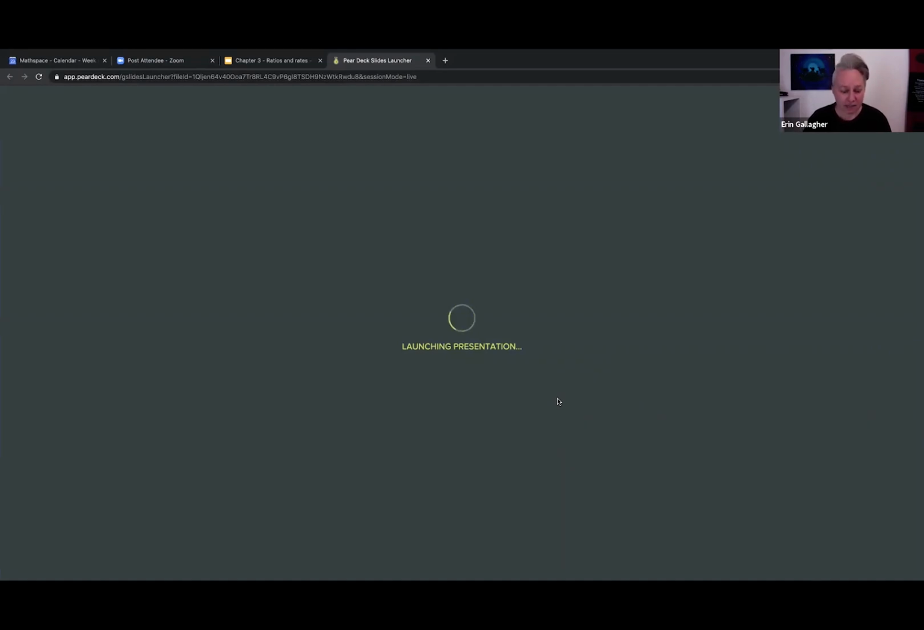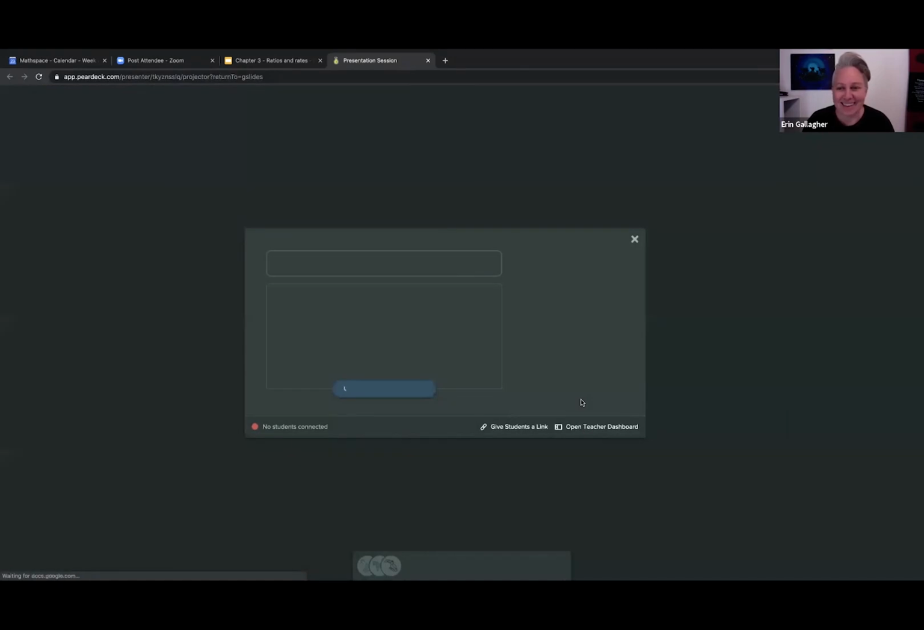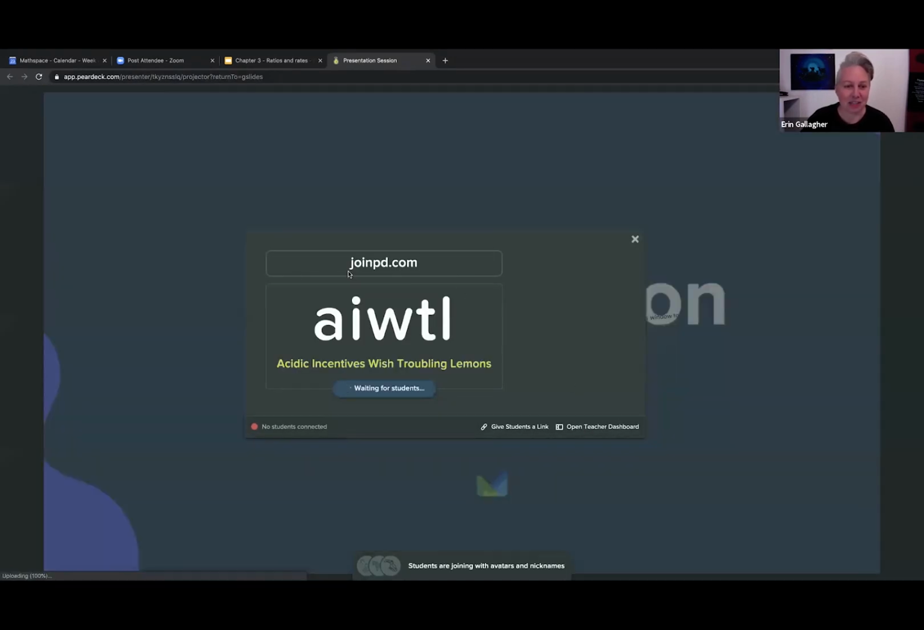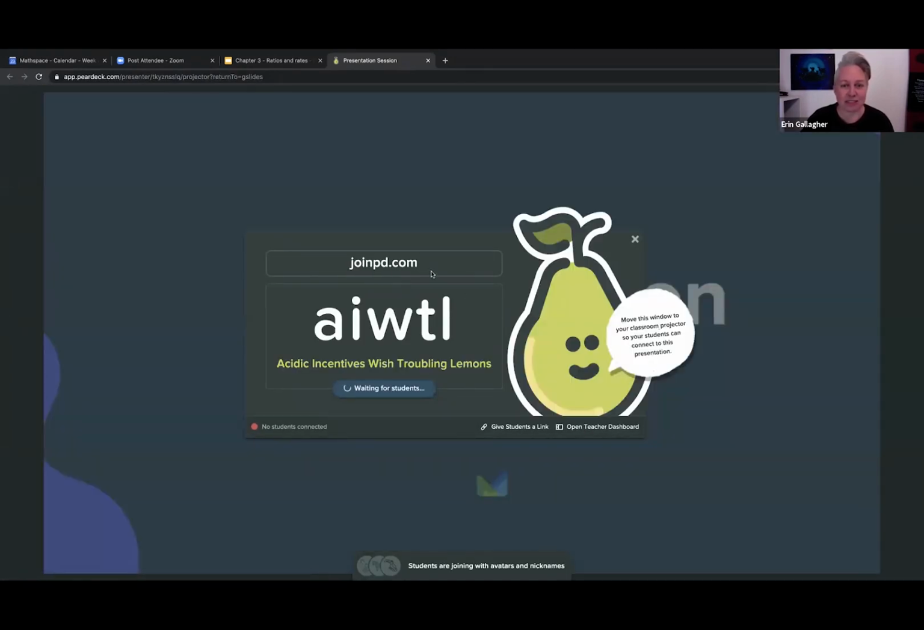If you've got a second device, a phone will work, or a laptop or a tablet, or just on your computer screen, you can open up a new tab. The website you'll go to will be joinpd.com. It'll pop up in just a minute, and then you'll type in the code that appears on the screen. Here we go. So there's the website you need to go to. On a different device or a different tab, go to joinpd.com, and then you're going to type in this code.